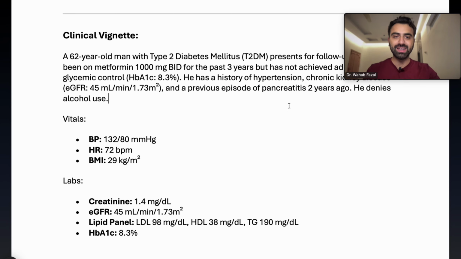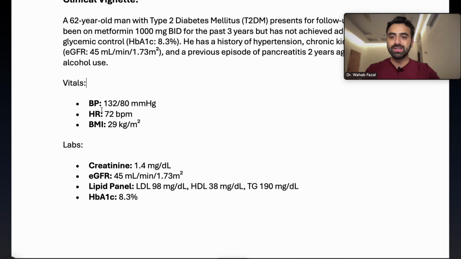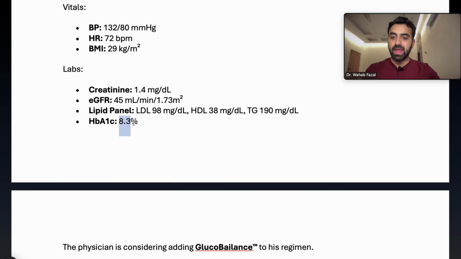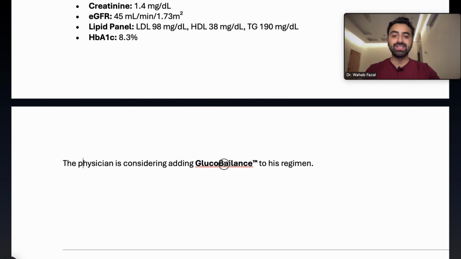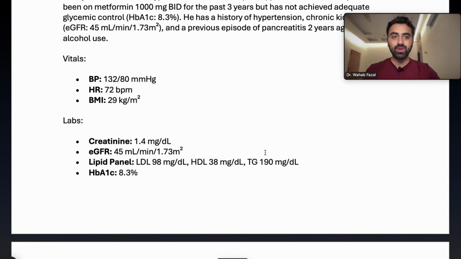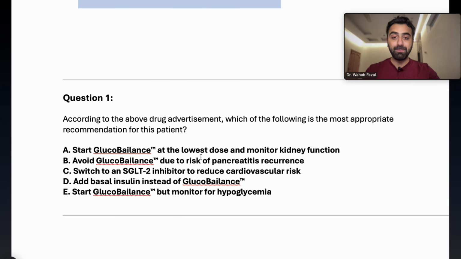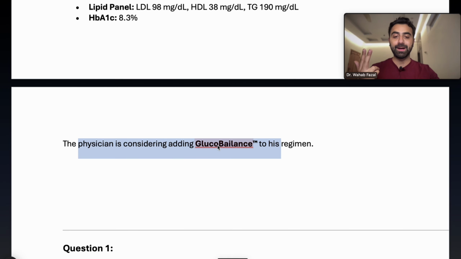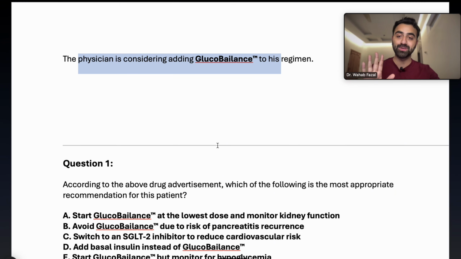Again, pancreatitis, we saw that in one of the options. He denies alcohol use. BP is fine. Heart rate is fine. BMI is high. We have bad creatinine, again, because he has CKD. eGFR of 45. LDL is fine. HDL is okay-ish. Triglycerides could be lower, and then HbA1c is definitely bad, and the physician is considering adding glucobalance. So let's go and see if this patient has any particular contraindications to the use of this drug. We know that this patient has CKD, we know this patient is hypertensive, we know this patient has had an episode of pancreatitis as well.